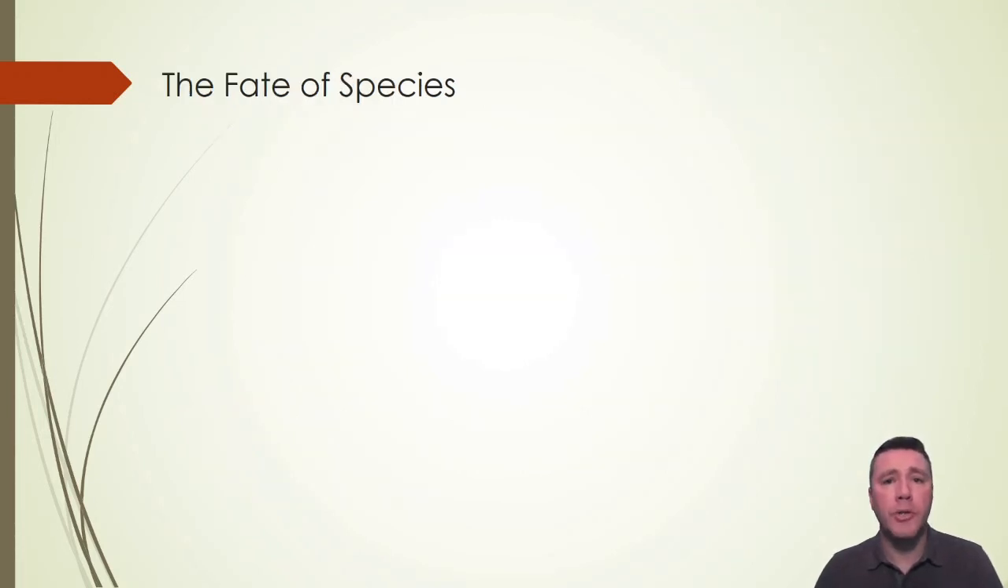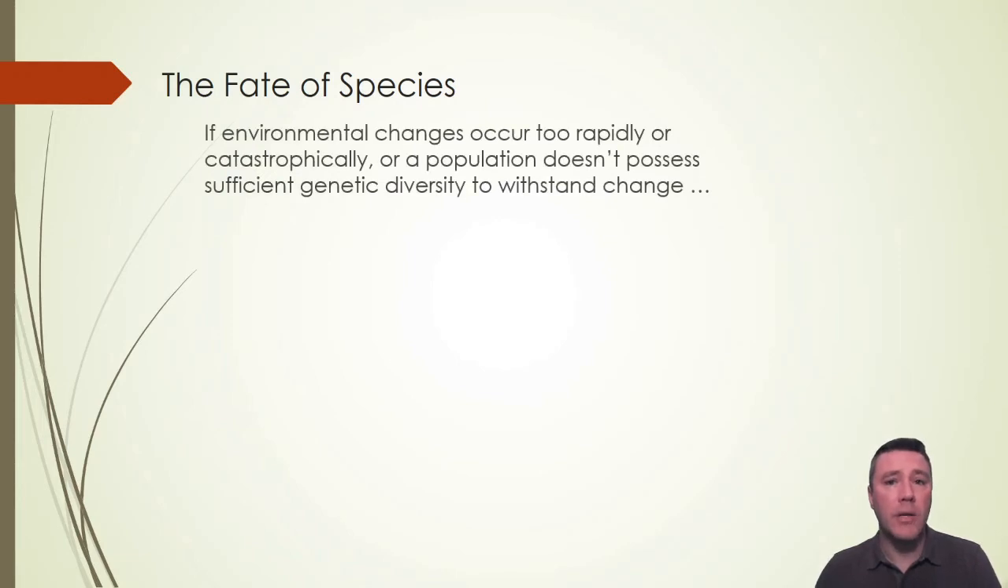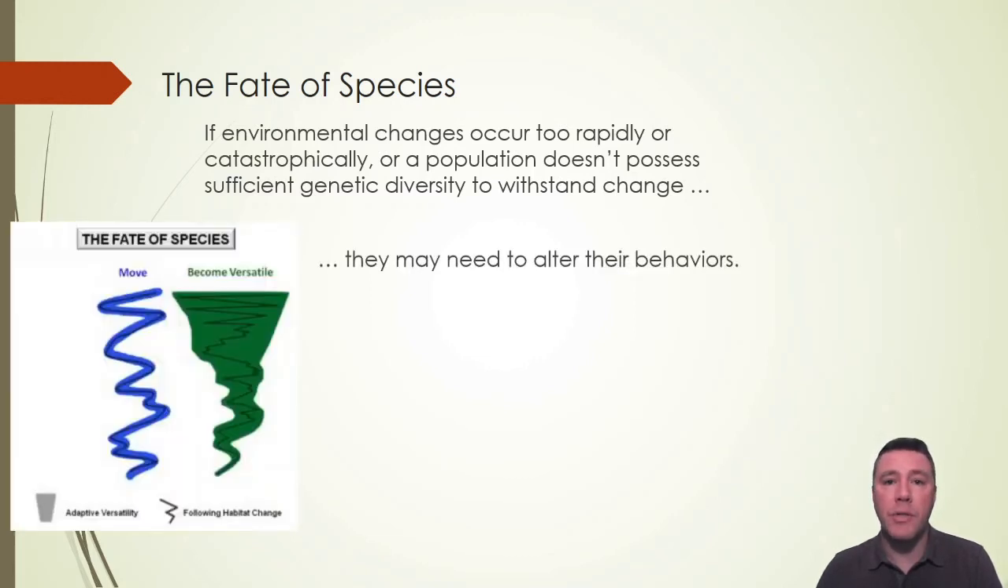When an environmental change takes place too quickly or is catastrophic, like an asteroid impact, massive volcanic eruption, or widespread plague, populations may not be granted the time necessary to adapt to that change. Additionally, if that population didn't have much genetic variation to begin with, that can add on an extra layer of difficulty. A population may end up altering its behaviors.